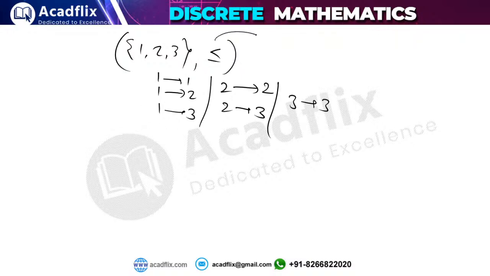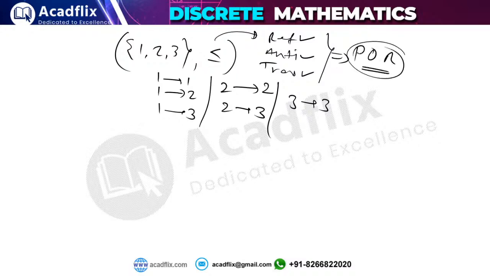You can see this less than equal to relation on this base set is reflexive, antisymmetric, and transitive. You can just check all these three properties. So this relation is a partial order relation, and this complete thing, this base set with this relation, is known as a POSET.